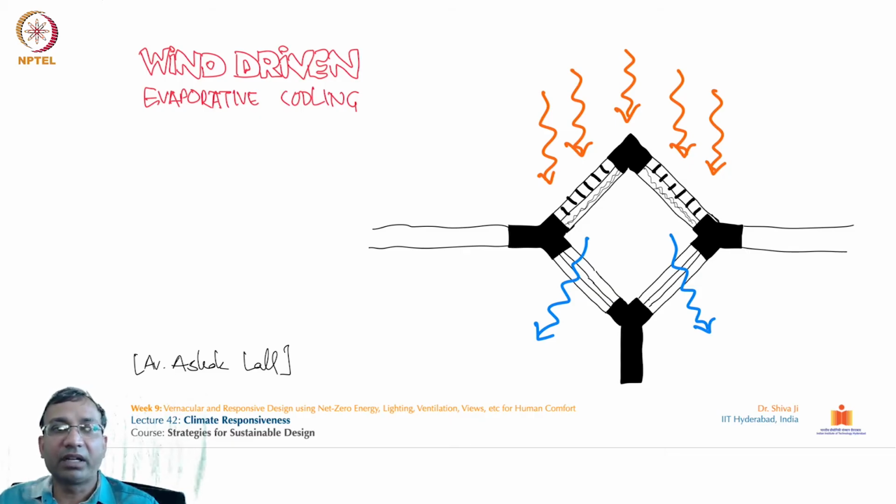So you can see by Ashok Lal how he has utilized these jali as a screen, like a filter actually, to reduce the temperature from outside to the indoor quarters. So obviously there will be some reduction in the temperature of the air while passing through this chamber.